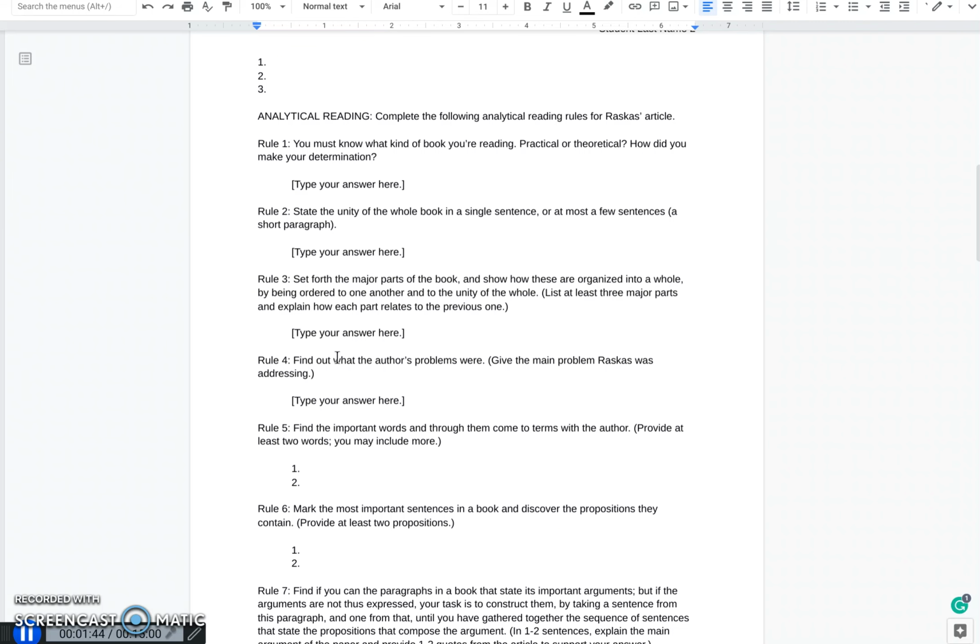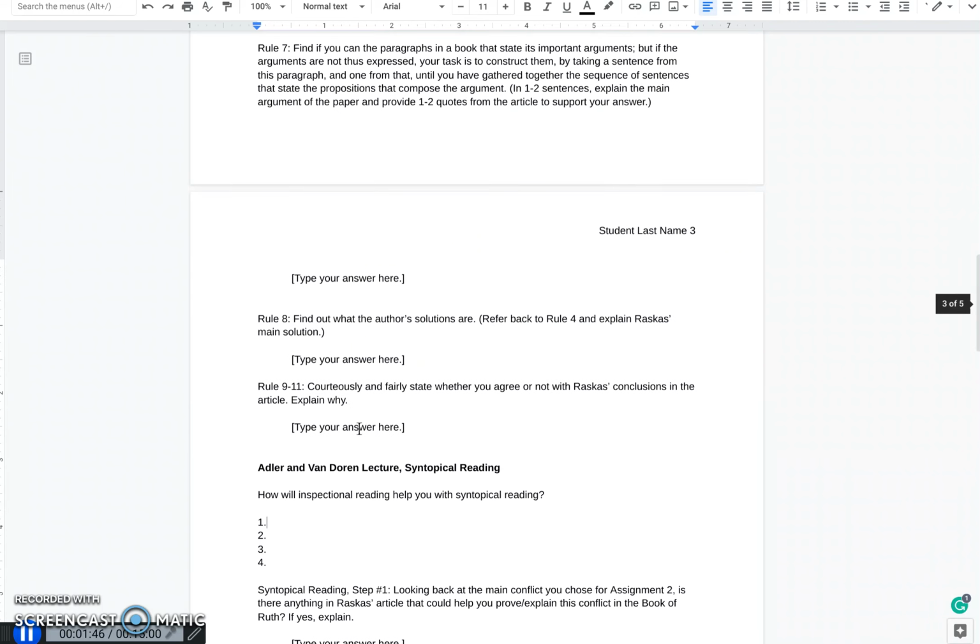And some of you were leaving that out of your journal entries, so I just want to reemphasize that. And then for rules 9 through 11, I kind of combine them together. And basically, I just want you to state for this last rule whether you agree with Raskas or not, and do that in a courteous and fair way. So this could just be a short paragraph here of maybe 3 or 4 sentences.